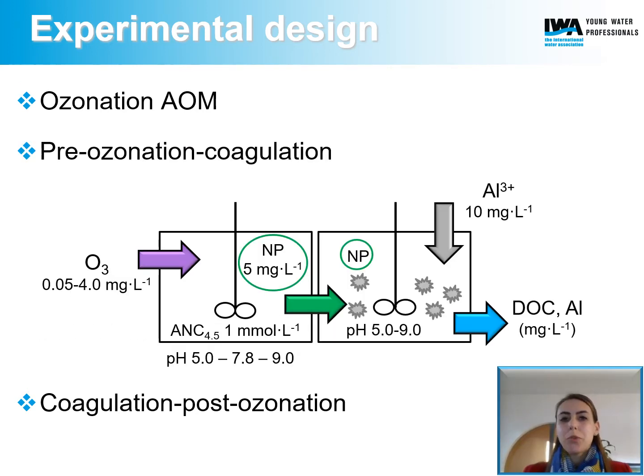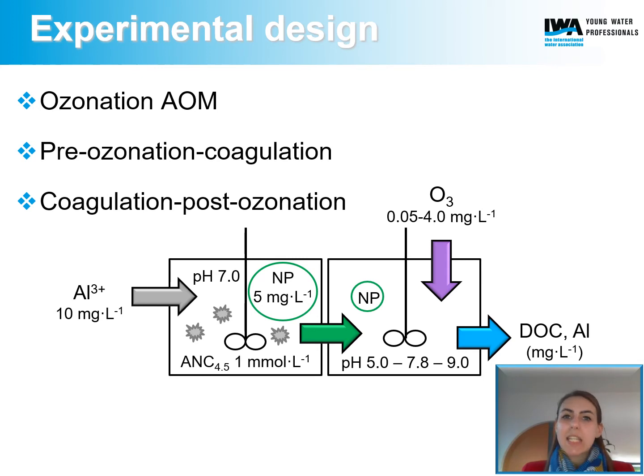The next step was pre-ozonation with coagulation. The non-proteinaceous fraction after ozonation with a dose of ozone 0.05, 0.5 and 4.0 mg per liter was coagulated with aluminium sulfate as a coagulant agent with a dose of 10 mg per liter of aluminium at a pH range of 5 to 9.